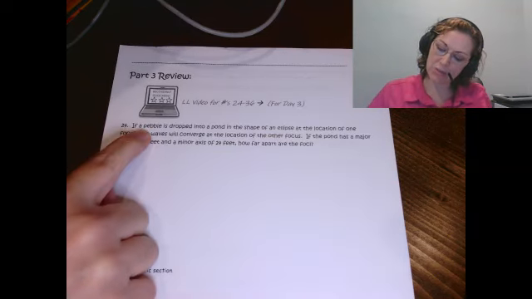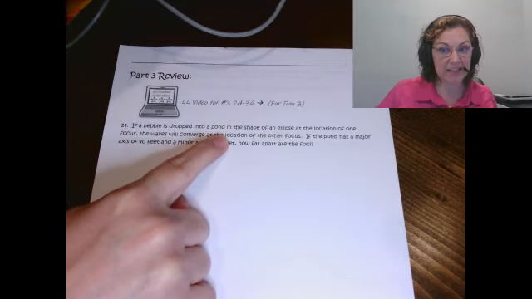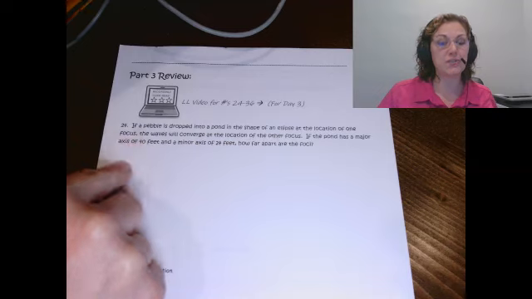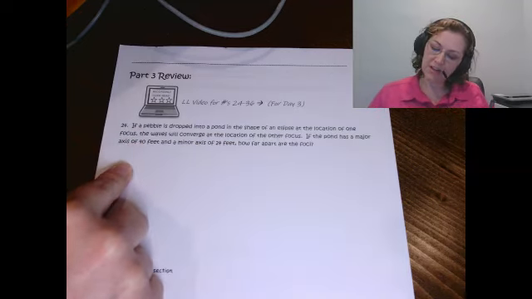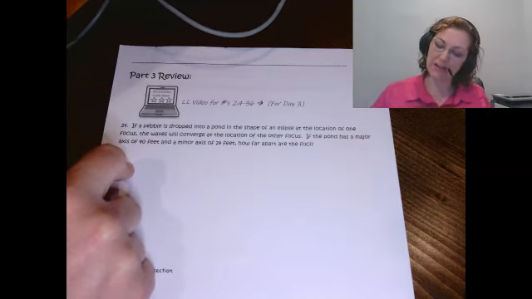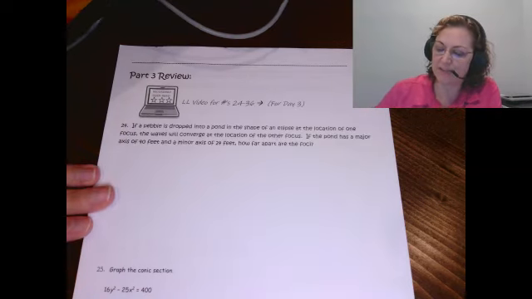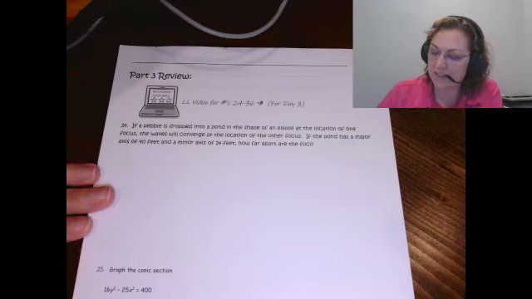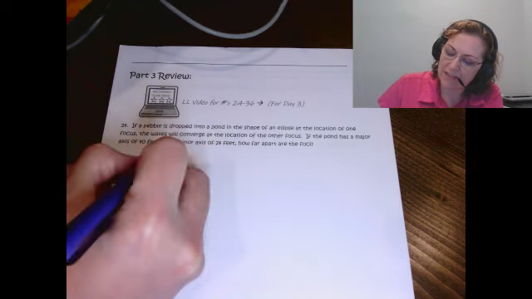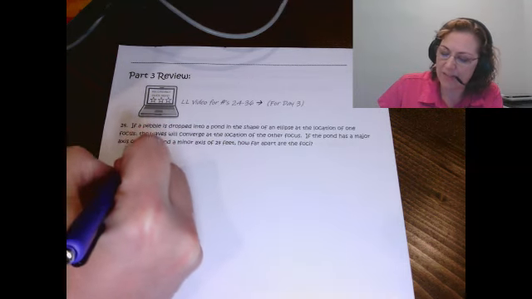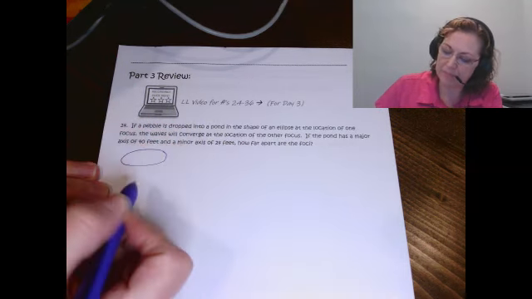If a pebble is dropped into a pond in the shape of an ellipse at the location of one of the foci, the waves will converge at the location of the other focus. If the pond has a major axis of 40 feet and a minor axis of 24 feet, how far apart are the foci? So just get a visual here of what that looks like with an ellipse.